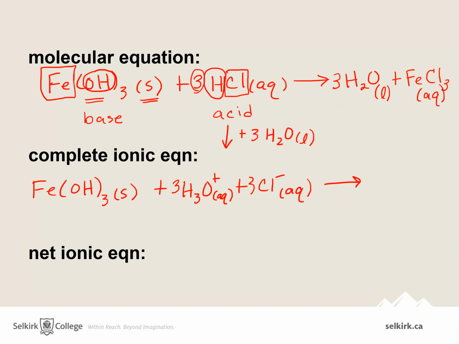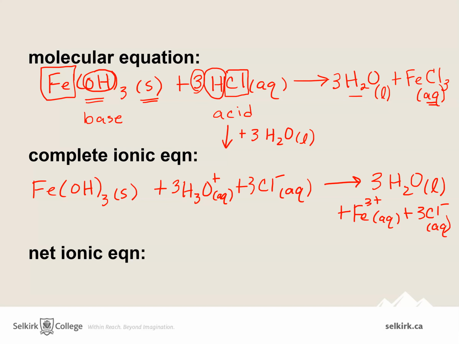All right, next we're going to translate the products. Water, only nonmetals, covalent, leave it together. And finally, iron 3 chloride is a metal and nonmetal. That's ionic and it's dissolved. So I get iron 3 plus ions and 3 chloride ions. Hope you were staying a step ahead of me there.